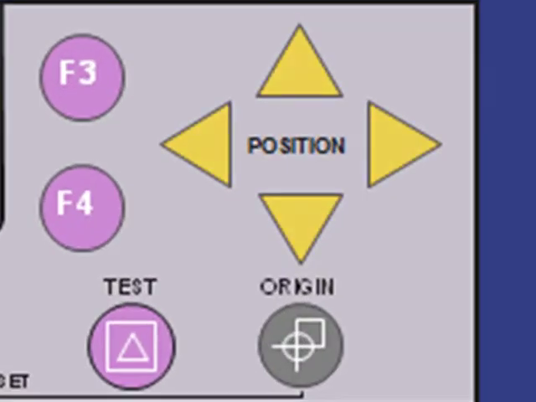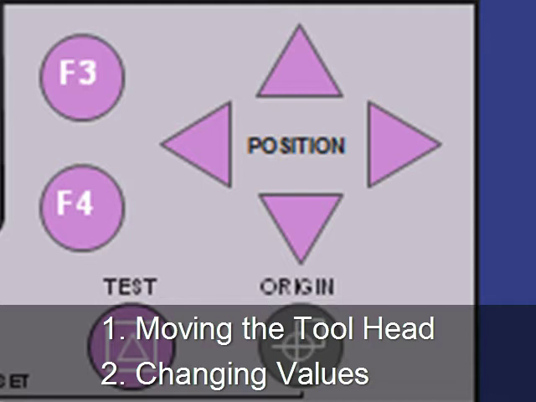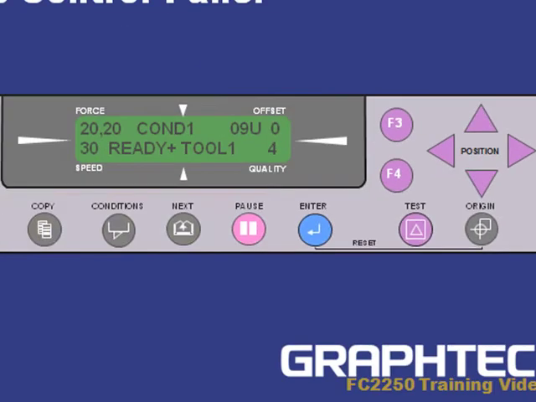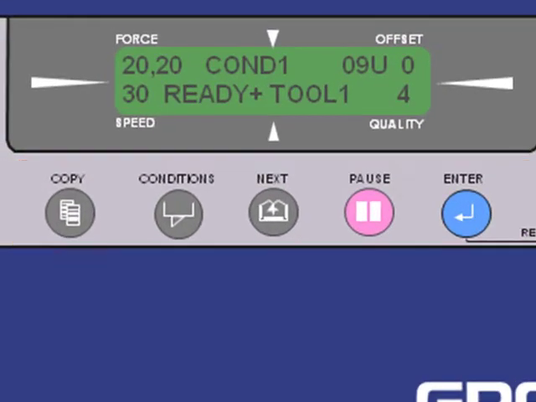Arrow keys have two functions. First, moving the head to a new location, and then second, changing values on the LCD screen. For instance, certain menu options ask you to increase or decrease a value. Well, you use these arrow keys to do that. The option keys down at the bottom are chosen because they're the most commonly used. For instance, making copies, changing or setting your cutting conditions.